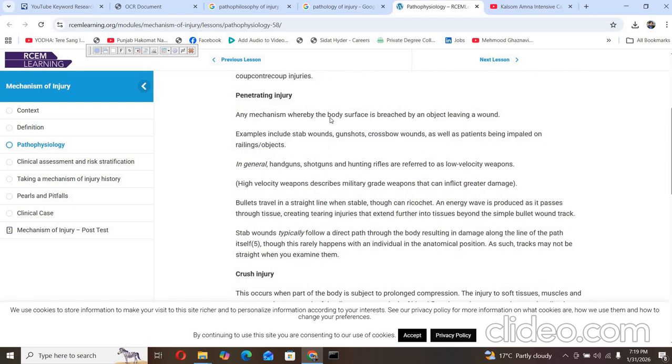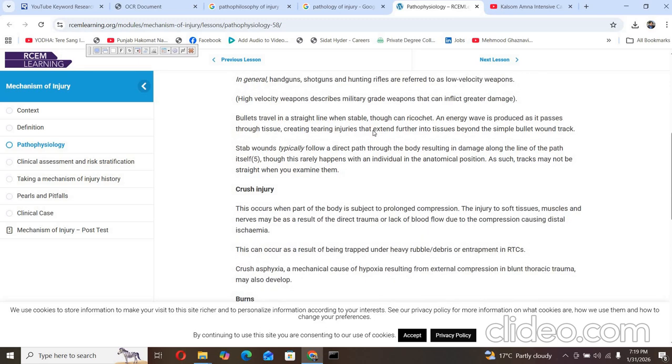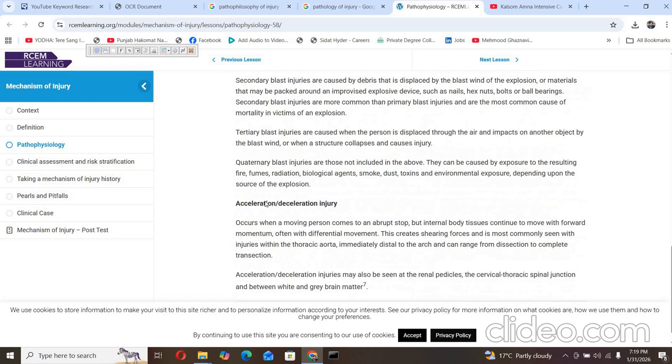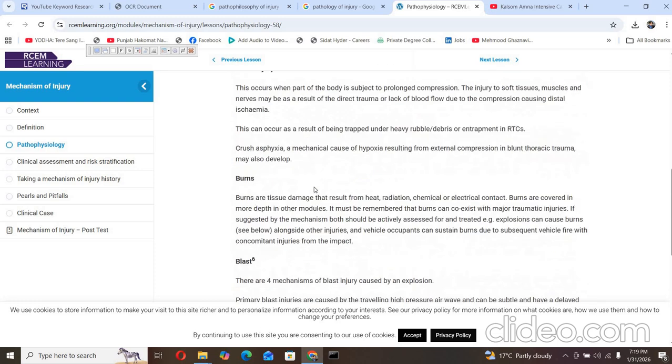Penetrating injuries: the body surface is breached by an object, leaving a wound. Examples include stab wounds, gunshots, and impaled objects. In general, handguns, shotguns, or hunting rifles are referred to as low velocity weapons. Bullets travel in a straight line when stable, and injury is produced as it passes through tissues, creating tearing injuries that can extend further.